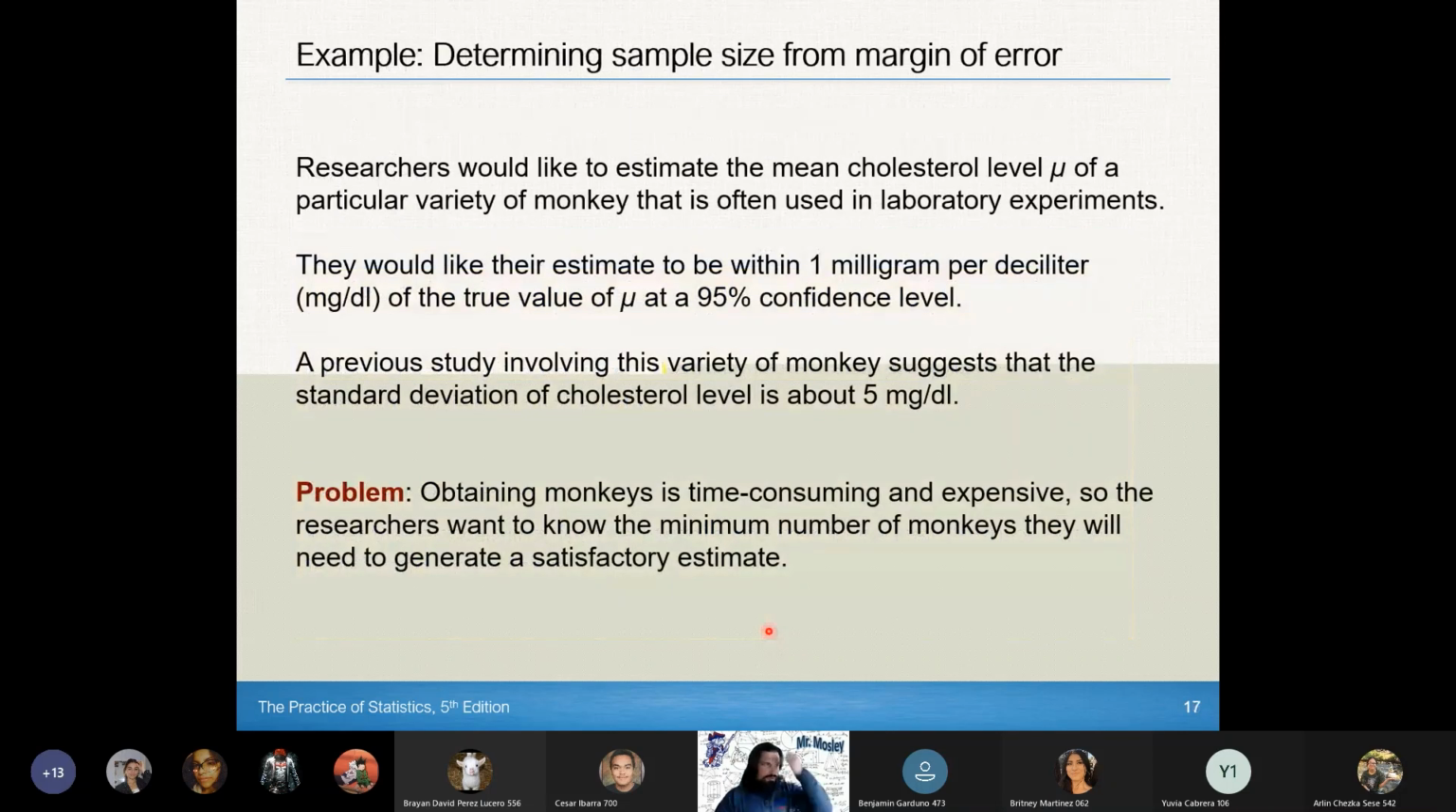So we'll look at an example here. Researchers would like to estimate the mean cholesterol level mu of a particular variety of monkey that is often used in laboratory experiments. They would like their estimate to be within 1 milligram per deciliter, mg per dl, of the true value mu at a 95% confidence level. A previous study involving this variety of monkeys suggests that the standard deviation of cholesterol level is about 5 milligrams per deciliter. Our problem is obtaining monkeys is time-consuming and expensive, so the researchers want to know the minimum number of monkeys they will need to generate a satisfactory estimate.